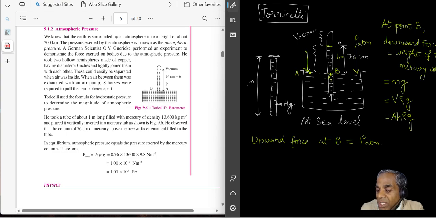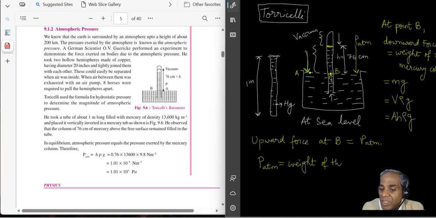Okay. So that means the pressure at point B, which is trying to push the mercury up, is due to the atmospheric pressure. Imagine that the atmosphere is pushing this mercury down, so that part of the mercury is going up. So pressure at atmosphere is the upward force. Now, when equilibrium is there, they both are balanced. So we can write pressure atmosphere is equal to down weight of the mercury column, right?